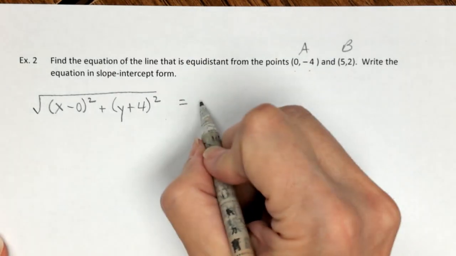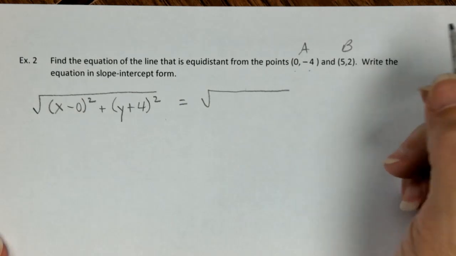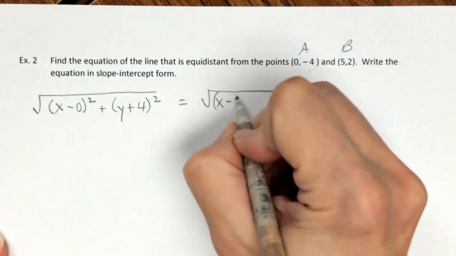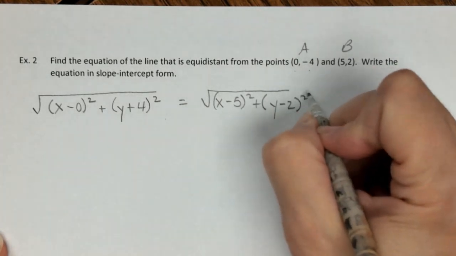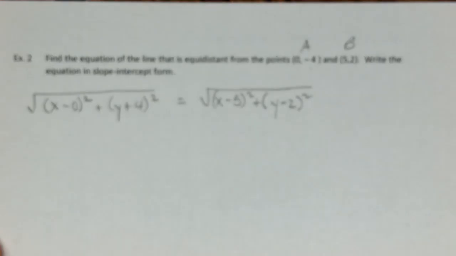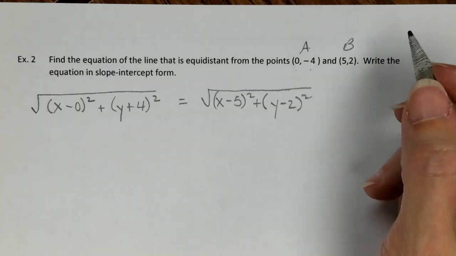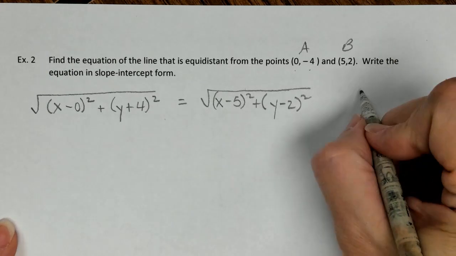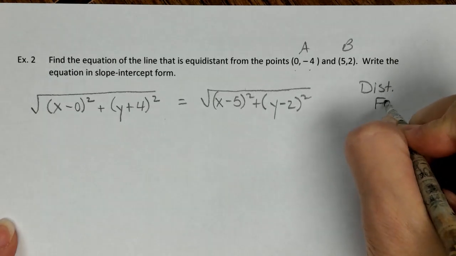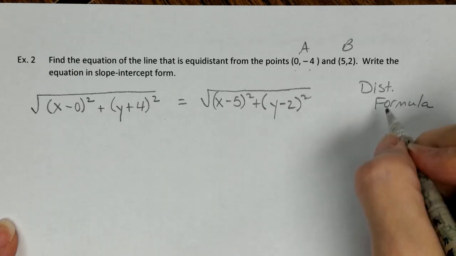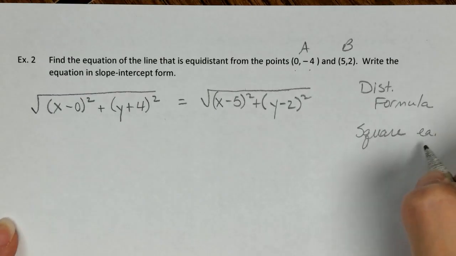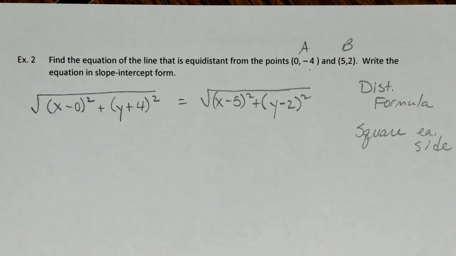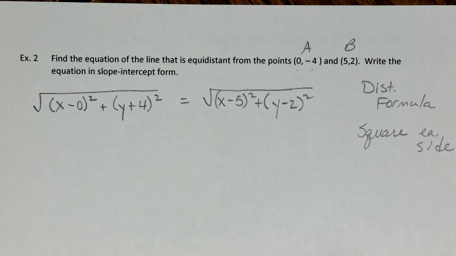Now for the B side, we have x minus 5 squared plus y minus 2 squared. I think I forgot to keep writing notes on the side before. Let's do this again. So we have distance formula. And then we're going to square each side to remove the radicals. And while I'm doing that, I'll also get ready to square all these other things that were inside.